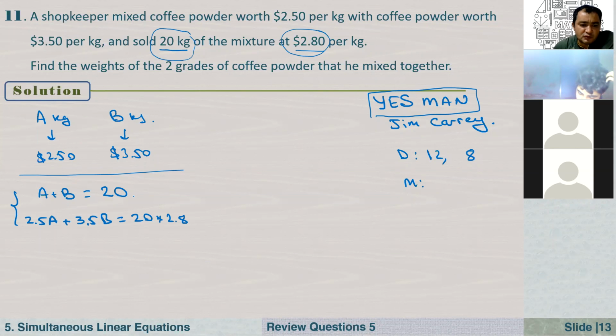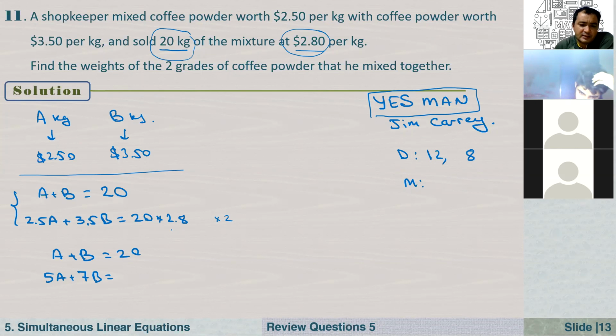Now from here, A plus B equals 20. Let me just rewrite this. A plus B equals 20. The second one, if you multiply both sides by 2, 2 times 2.5 is 5A, 2 times 3.5 is 7B. On the right hand side, 2 times 20 is 40.